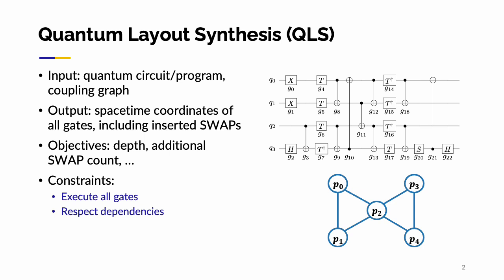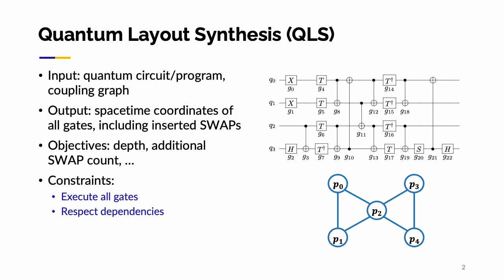First, let's begin with the definition of the quantum layer synthesis problem. The input to this problem is a quantum circuit shown in the above figure. Each horizontal wire represents a program qubit, and the box on the wire indicates a gate. In addition to the circuit, we have a coupling graph. Each vertex in the coupling graph is a physical qubit. Only two adjacent physical qubits can perform a two-qubit gate.